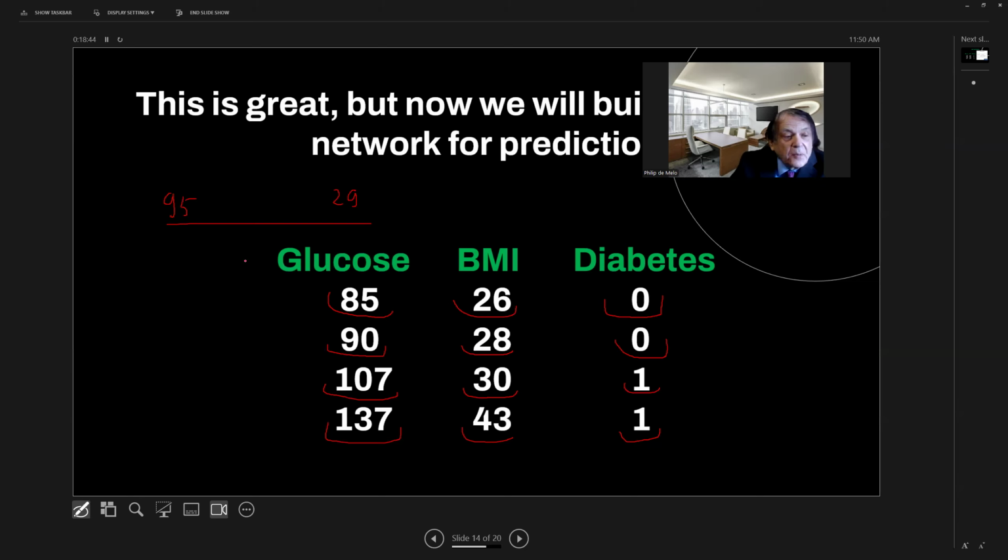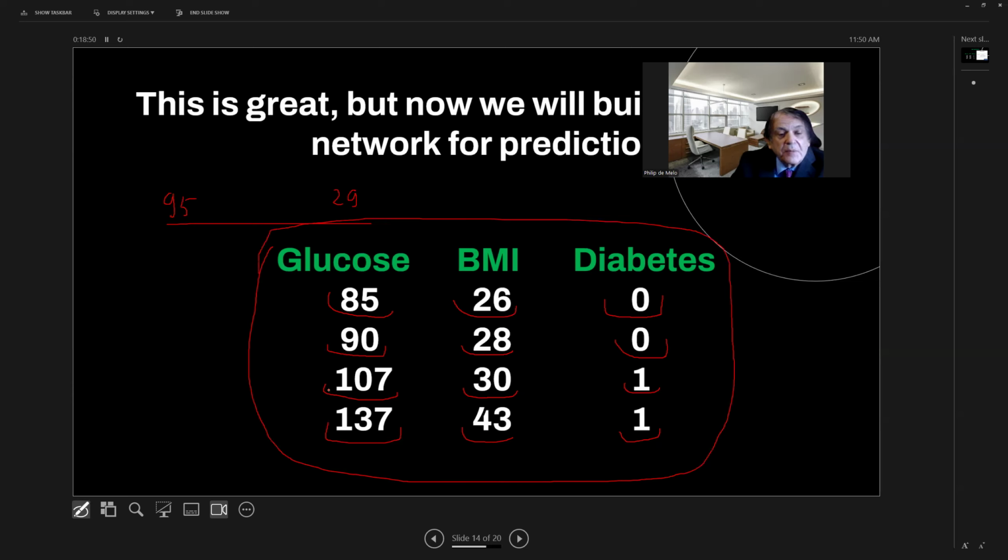And this is our data. It is very small, of course, we have a very small data set. We will use it as a training data set. So we'll train our network on this data, and we'll see how accurate it is for the patient who has glucose 95 and BMI 29, whether he has diabetes or doesn't have diabetes.